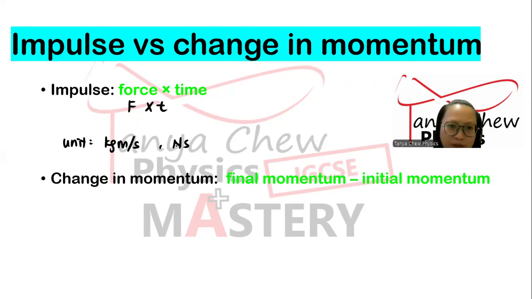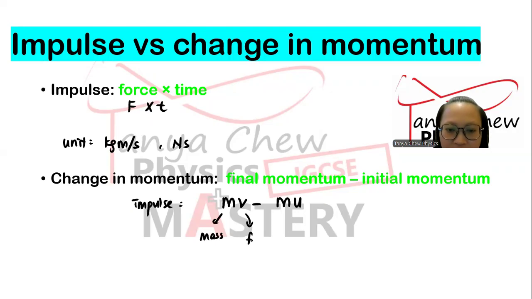Impulse represents change in momentum. So it all depends on the question. If the question gives you force and time and asks you to find the impulse, just take force multiplied by time. If the question gives you mass, initial velocity and final velocity, and asks you to find the impulse, just put impulse as change in momentum, final momentum minus initial momentum. mv minus mu, that is also called impulse. m represents mass, v represents final velocity, and u represents initial velocity.